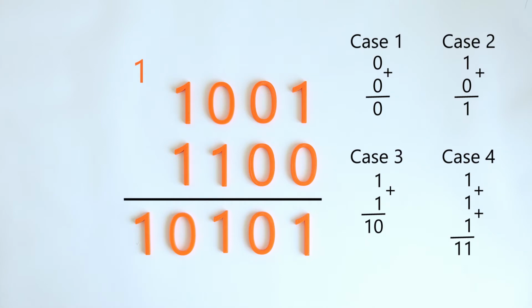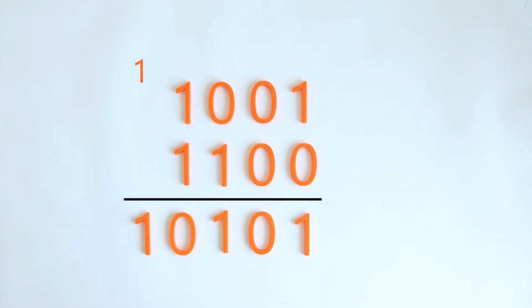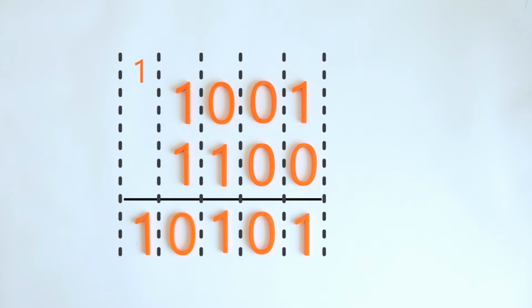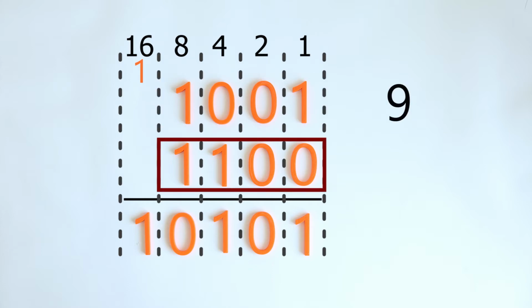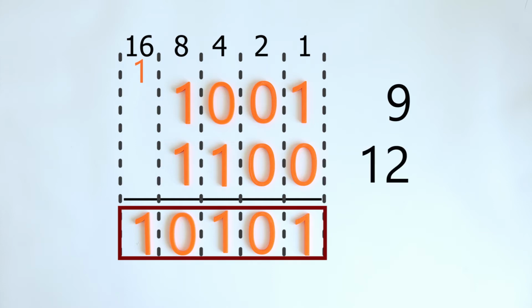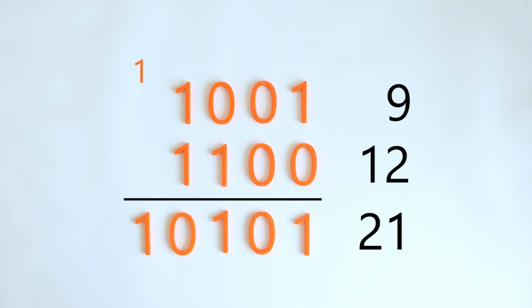Now let's convert these binary numbers to decimal to check the answer is correct. So first I'll split the numbers into columns, then add in the column values, so 1, 2, 4, 8 and 16. For our first number we have a 1 in the 8s and the 1s column, and 8 plus 1 is 9, so our top number is 9. The second number we have a 1 in the 8s and the 4s column, so we have 8 plus 4, which is 12. And our answer we have a 1 in the 16s, the 4s and the 1s column, so we have 16 plus 4 plus 1, which is 21. 9 plus 12 is 21, so our answer is correct.